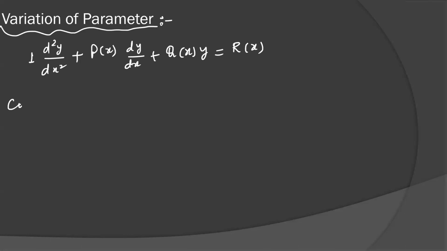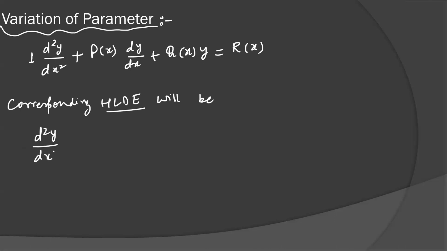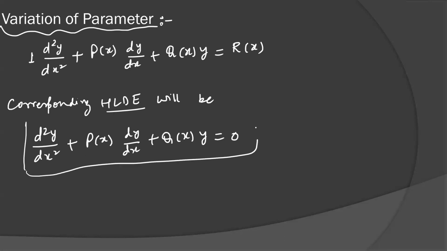And its corresponding homogeneous linear differential equation will be d2y by dx2 plus px dy by dx plus qxy equal to 0. Your rx term should be 0 if you are writing the homogeneous part. Now for this type of differential equation, I told you in previous lectures, if these coefficients are scalars or constant values, then we can make the auxiliary equation and we can find the complementary function.